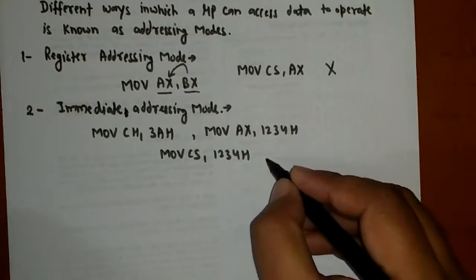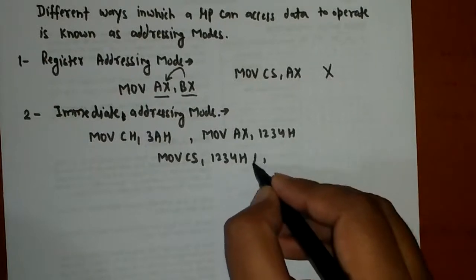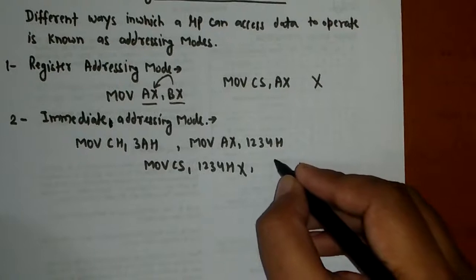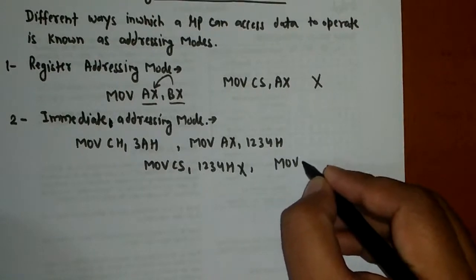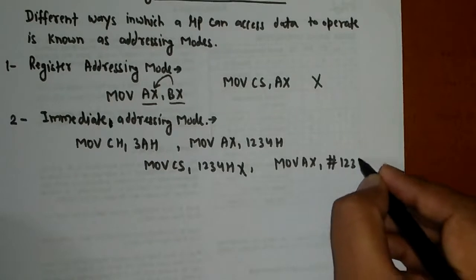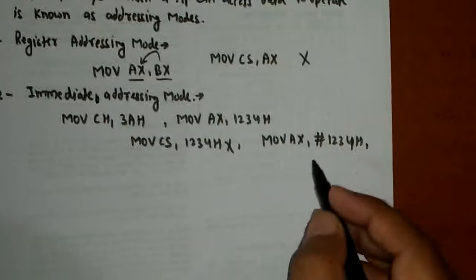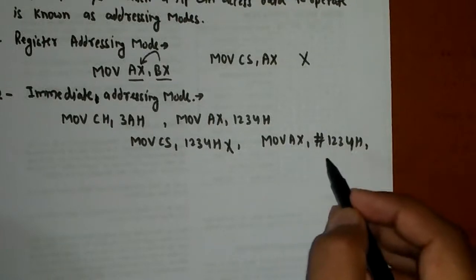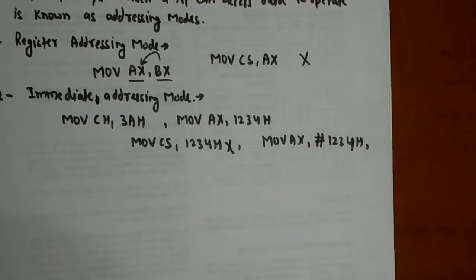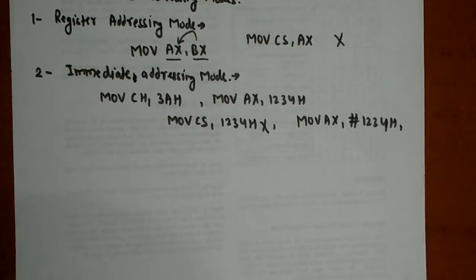Sometimes in old assemblers, when we write an instruction using immediate addressing mode, it is written this way: MOV AX comma hash 1234H. Not in all assemblers, but in certain assemblers this way is used. We put a hash to indicate that this is immediate data. Next addressing mode is direct addressing mode.